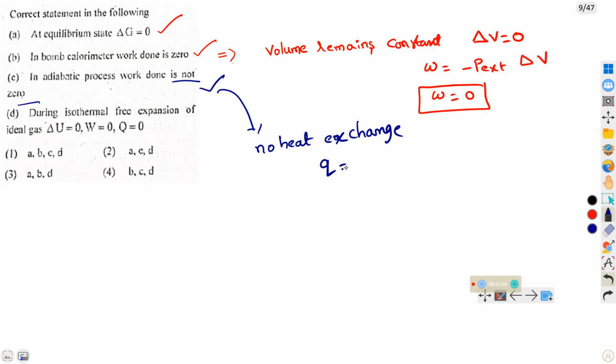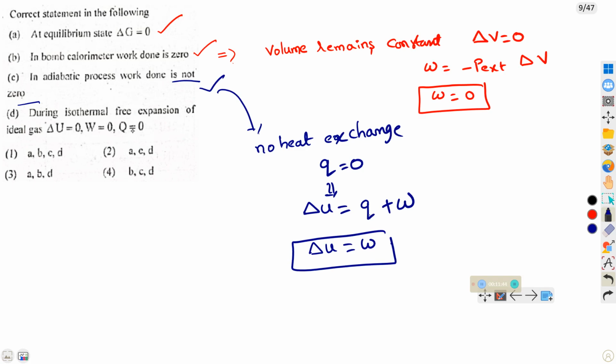That means the value of Q remains constant. Q value is equal to 0. According to the first law of thermodynamics, delta U is equal to Q plus W. Q value is 0, then delta U is equal to W.